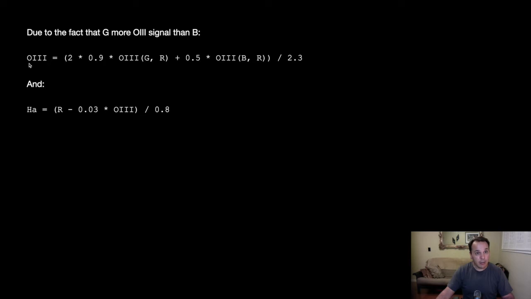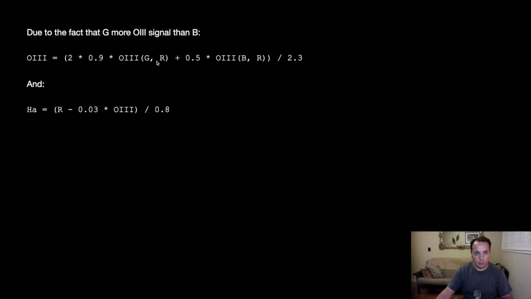So our final expression to get the value of the O3 signal is 2, because there's, again, 2 green pixels for every blue pixel, times 90%, 0.9, times the O3 signal as a function of the green and red channel, plus 50%, 0.5, times the O3 signal as a function of the blue and red channel. And then we have to normalize this, so divide it by 2.3. Why 2.3? Because 2 times 0.9 is 1.8, plus 0.5 is 2.3. So we normalize this, and this is our final equation or expression.